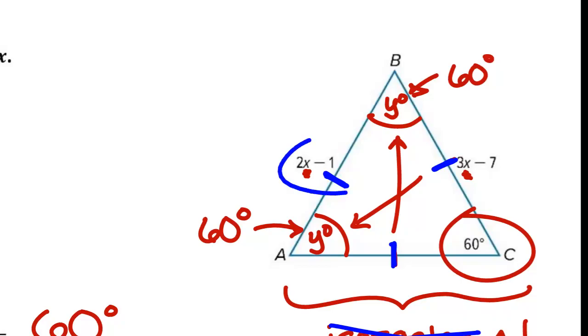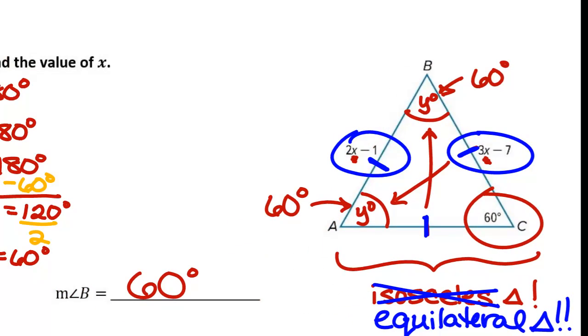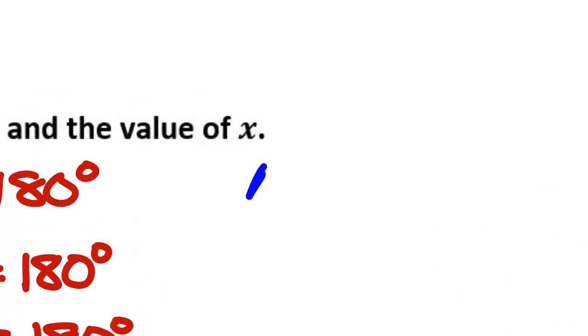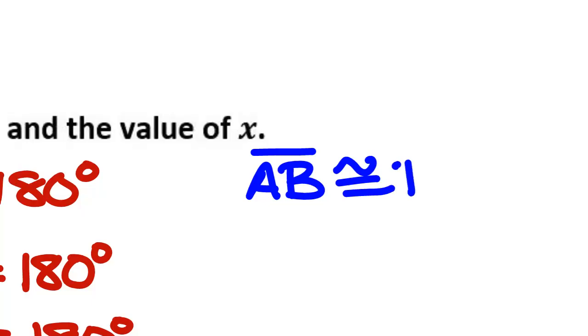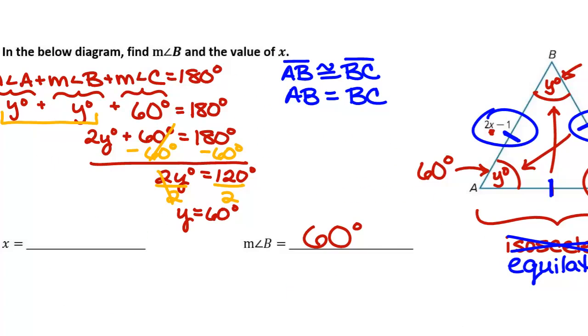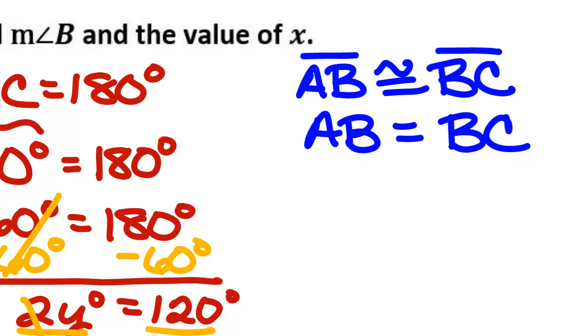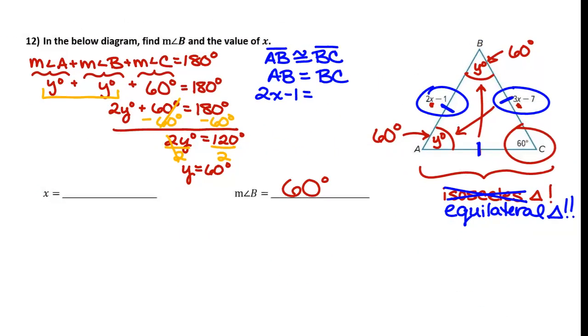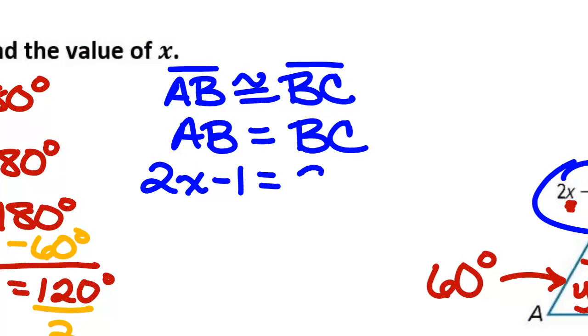Since those are congruent, I can set side AB equal to side BC. Segment AB is congruent to segment BC. So the length of AB is equal to the length of BC. So 2x minus 1 is equal to 3x minus 7.